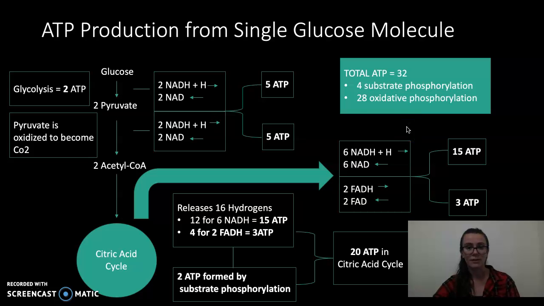When we talk about that, you've got your 5 and your 5 right here, so that's 10, plus 15, which is 25, and then plus the 3, which is 28. That's how you're going to get your yield of 28 from oxidative phosphorylation. That's going to be part of your total ATP yield of 32 when we're using a single glucose molecule.